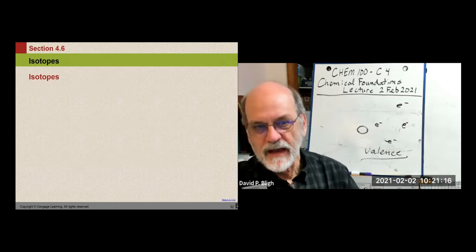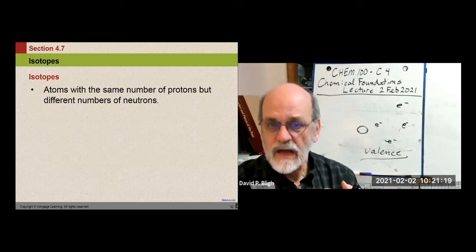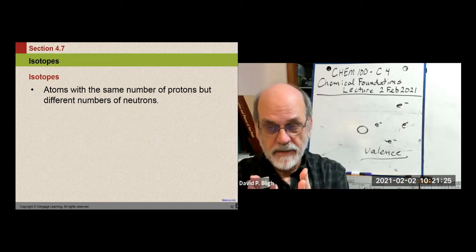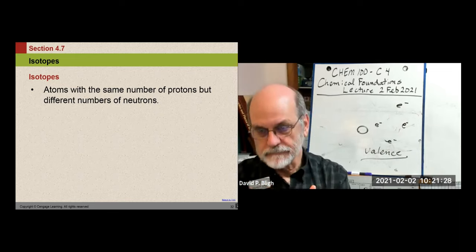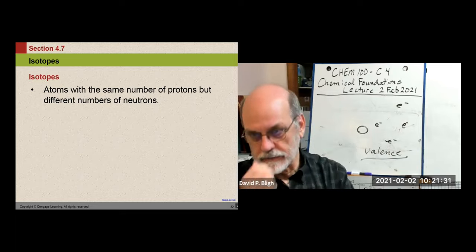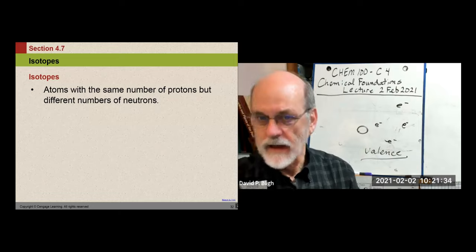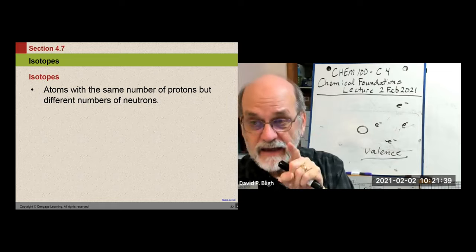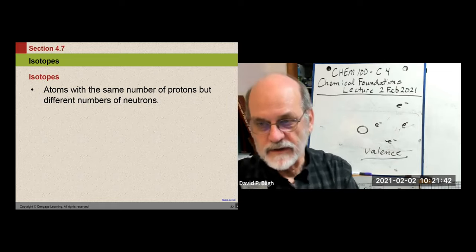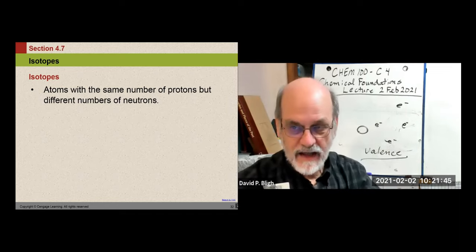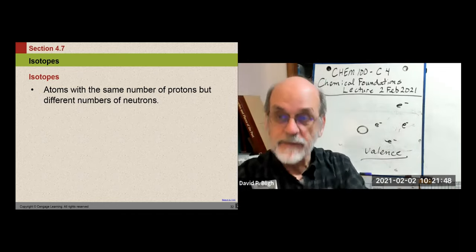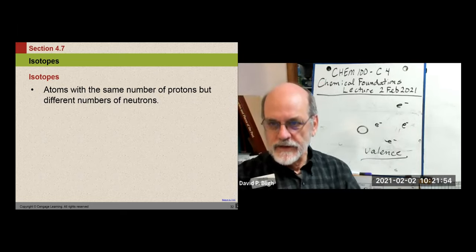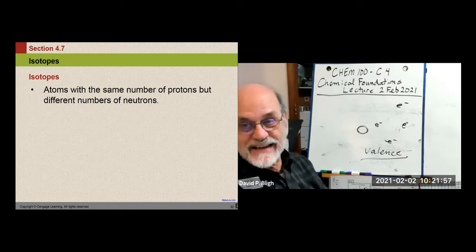Okay, now to isotopes. I mentioned that in terms of hydrogen, the elements can be the same. Two atoms can be the same element, but if they have different numbers of neutrons, then they are different isotopes of that element. Now, I want to emphasize this point. The identifying characteristic of an element that says this element is different than that element, or an atom of this element is different than the atom of that element, is the number of protons. The number of protons determines the identity of the element.